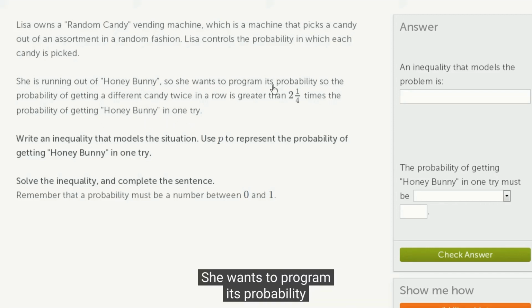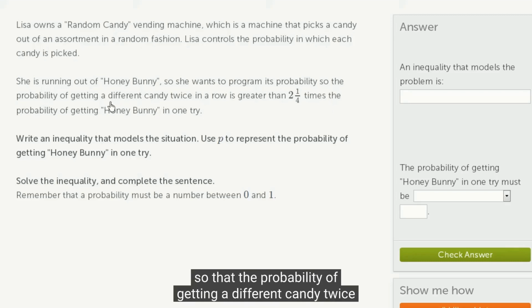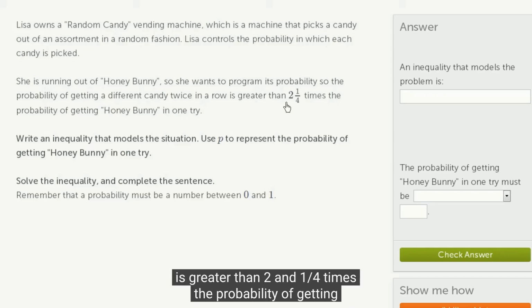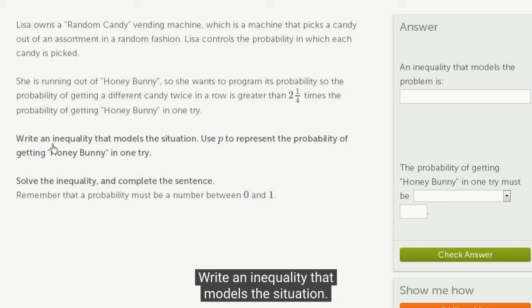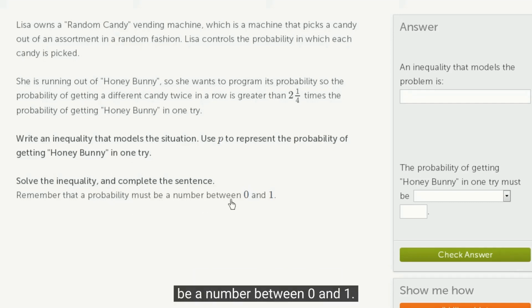She wants to program its probabilities so that the probability of getting a different candy twice in a row, or really any other candy twice in a row, is greater than 2 1/4 times the probability of getting honey bunny in one try. Write an inequality that models the situation. Use P to represent the probability of getting honey bunny in one try. Solve the inequality and complete the sentence. Remember that the probability must be a number between 0 and 1.